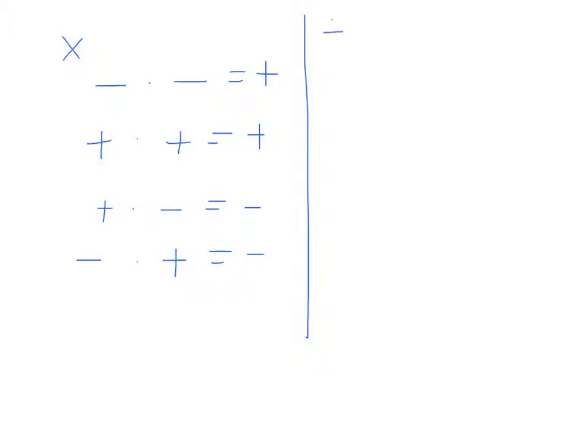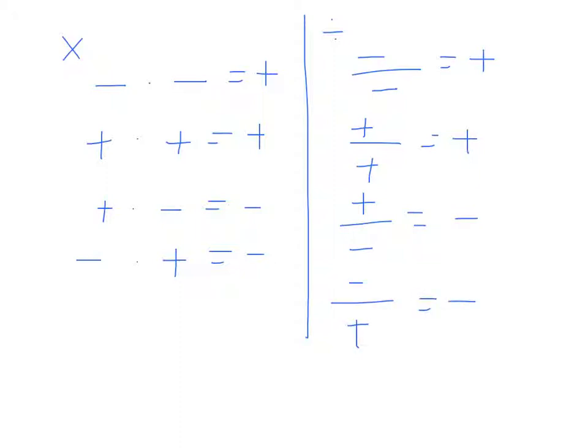The same goes for division. If we have a negative value over negative, it will be positive. Positive over positive will be positive. Positive over negative will be negative. And negative over positive will be negative.